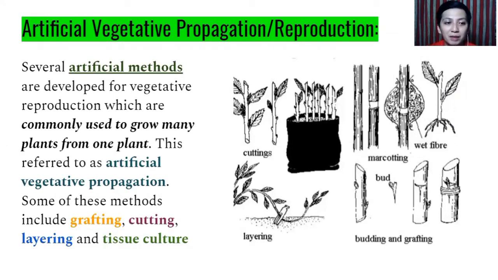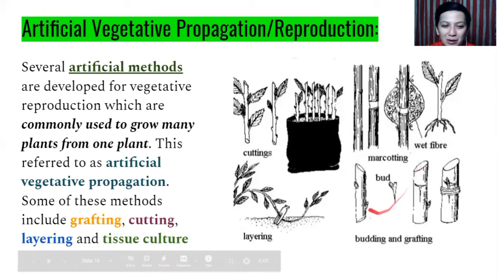Several artificial methods are developed for vegetative reproduction, which are commonly used to grow many plants from one plant. So these are referred to as artificial vegetative propagation. Some of these methods include grafting, cutting, layering, and tissue culture. So these are some examples of the common artificial vegetative propagation.